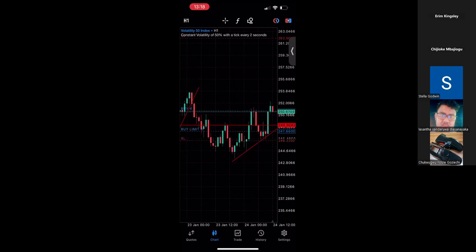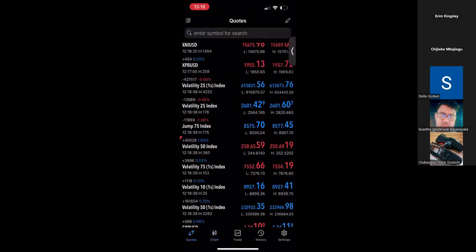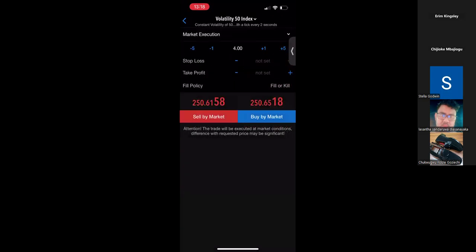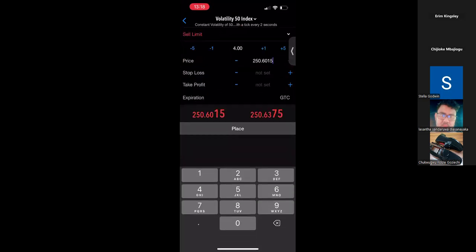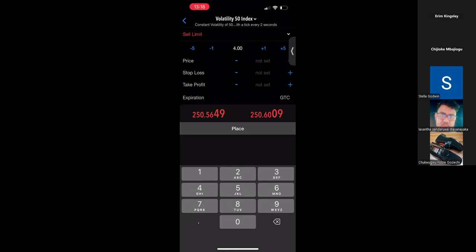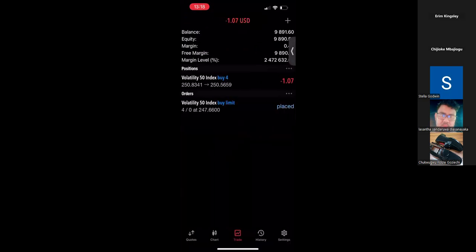So guys, the same thing with the other one, which is the sell limit. Sell limit is the same thing. If you want to do a sell limit, just the way I've explained, you come here, press and hold trade. You click on this little arrow, sell limit, you put your numbers, and then you place your trade. So that's how we trade with pending orders.